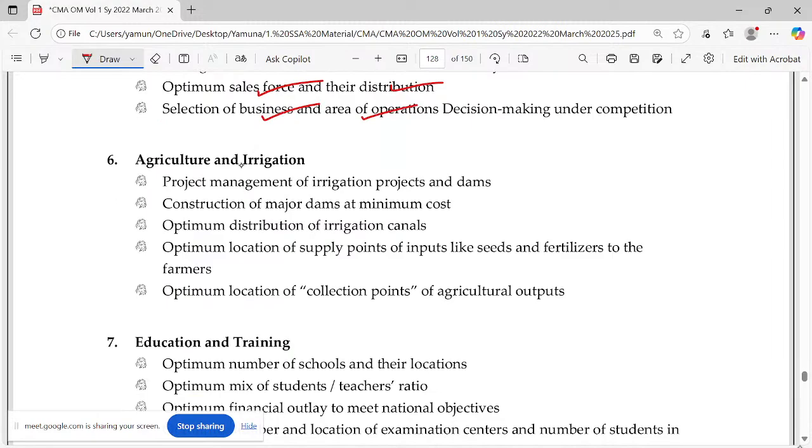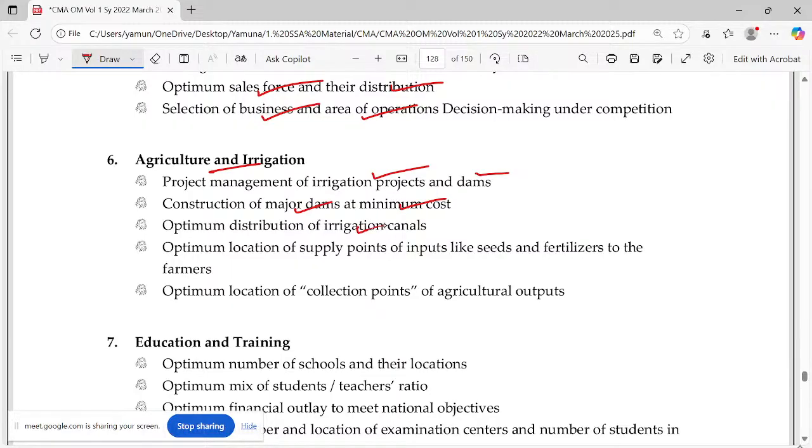Yes, other angle, agriculture and irrigation. How are you going to manage the irrigation projects, the dams, storage of water sources, major dams? How can you construct at minimum cost? So it's minimum cost, not compromising the quality. Okay, the dam should not collapse; you can't build only as much as the money you gave allows.